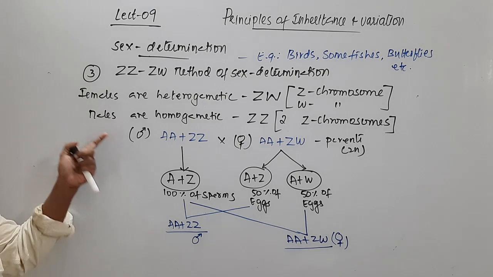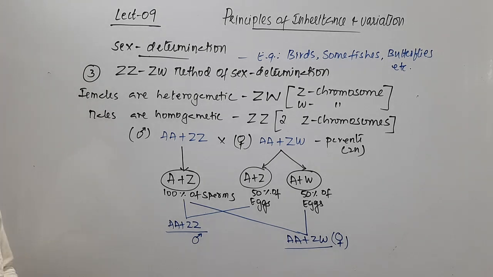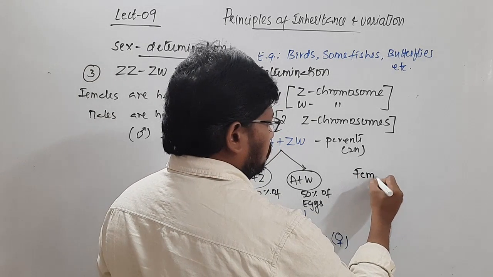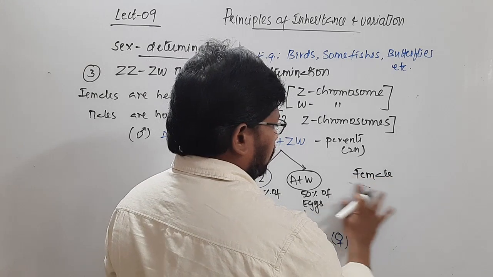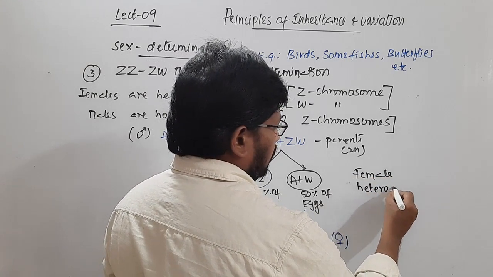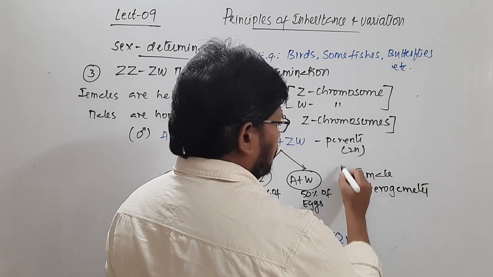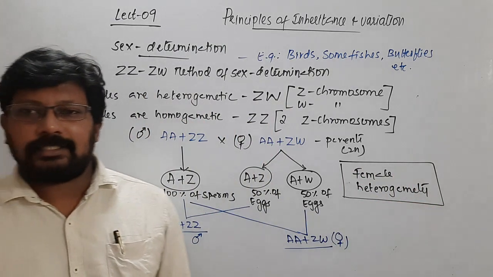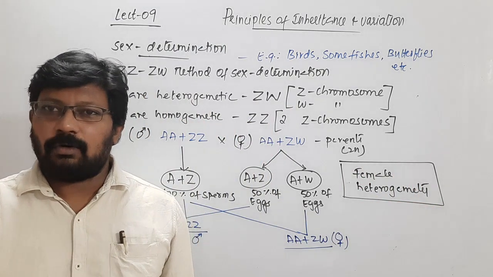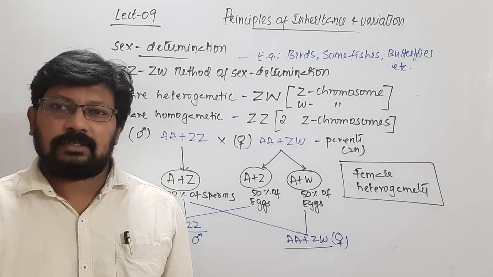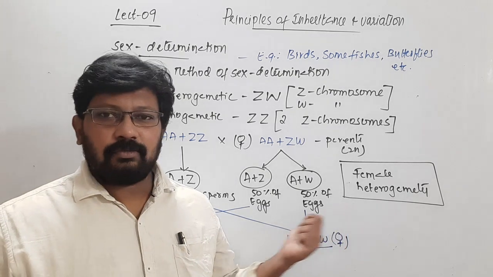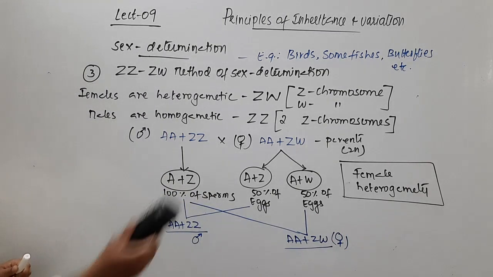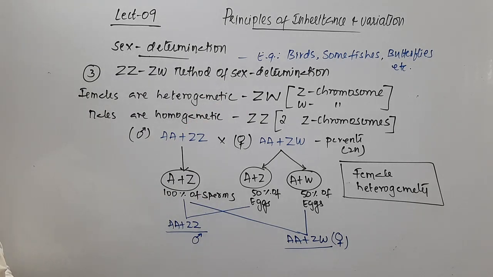In this case, as the females are heterogametic, we call the condition female heterogamety. I told you already that in the earlier cases, XY-XX and XO-XX, we have seen male heterogamety, and in this case we will see female heterogamety. So that's all about the ZZ-ZW method of sex determination.